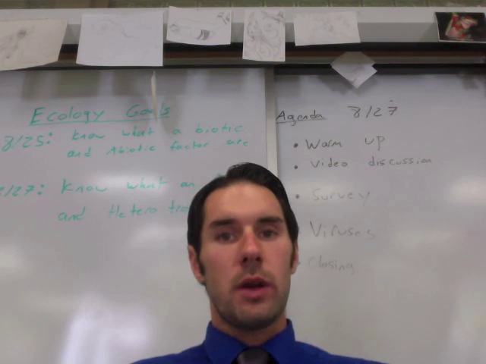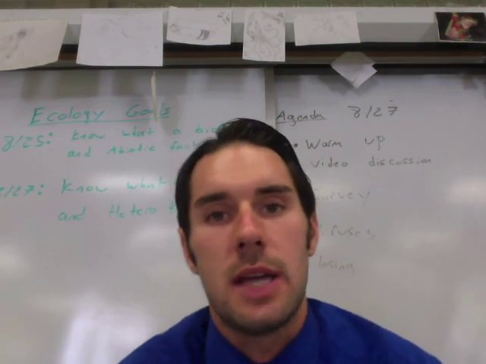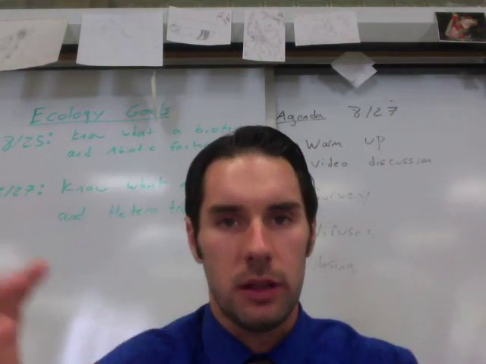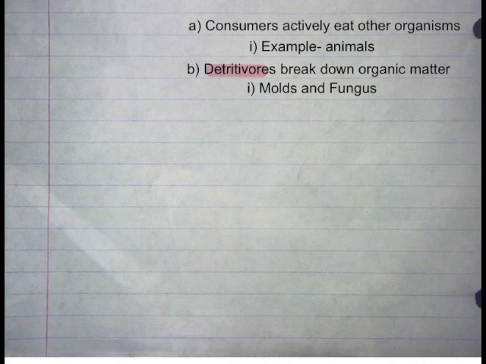Humans also fall into this category, as we also have to actively eat our food. The second category are heterotrophs that have to break down their food. In other words, they take organic matter and begin to break it apart into pieces and then begin to digest it. Detritivores break down organic matter.